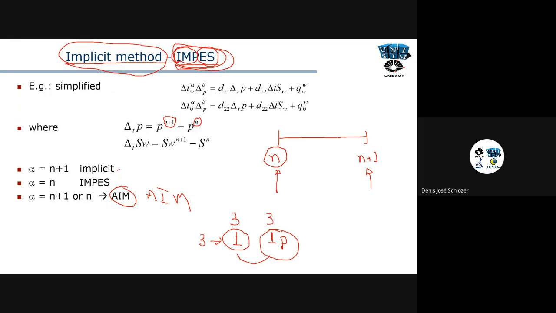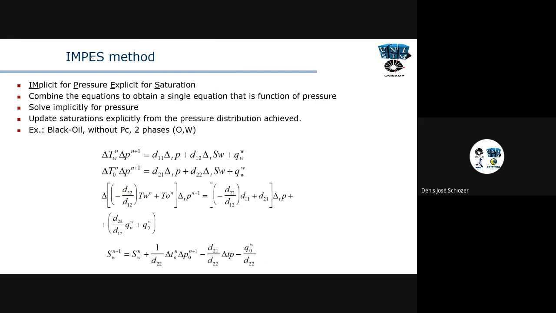I'm going to explain the fully implicit method, where we solve everything at the same time. The IMPES method, I'm going to explain here. I'm going to explain how CMG invented this method, and all the other simulators have a similar method because it's a very good idea. Okay? So I'm going to explain very briefly the IMPES method here. The IMPES method, again, is implicit for pressure and explicit for saturation.